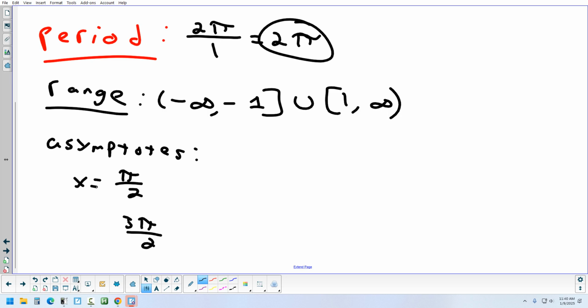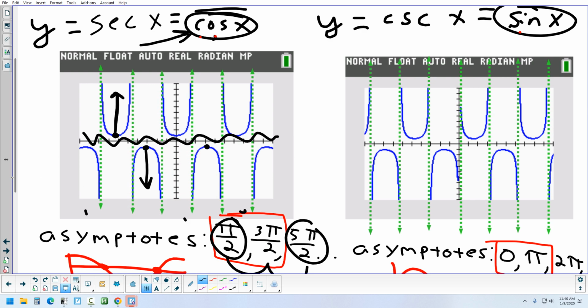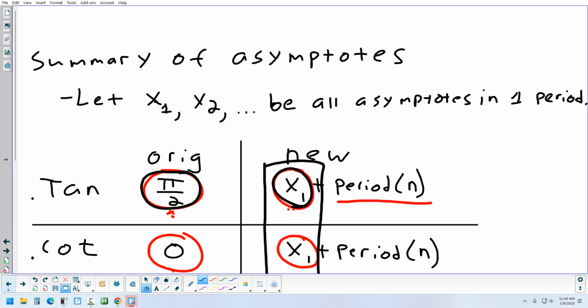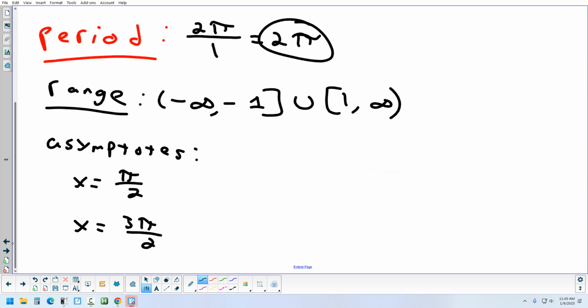Usually we put x equals because it is a vertical line. Now, if you write that, you've only told me 2 asymptotes. But how many asymptotes does this graph really have? Infinite. So you have to tell me that each one of those asymptotes repeats forever by putting this on the end of it. Plus the period times n.